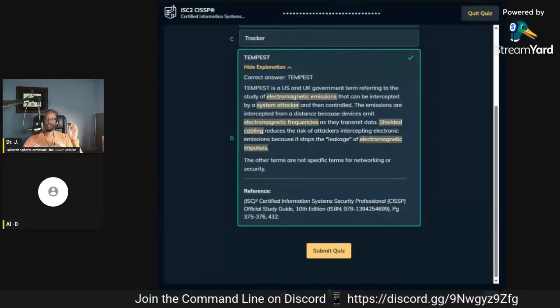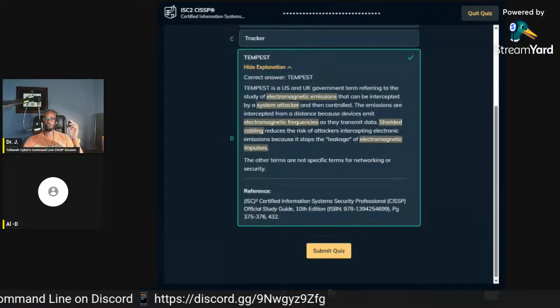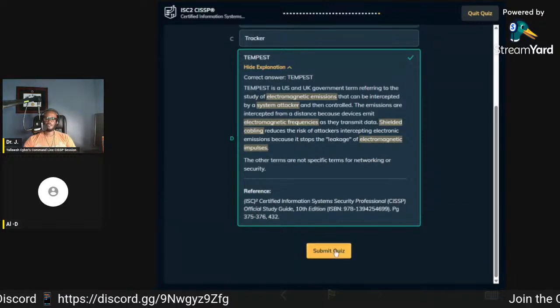Emissions are intercepted from a distance because devices emit electromagnetic frequencies as they transmit data.